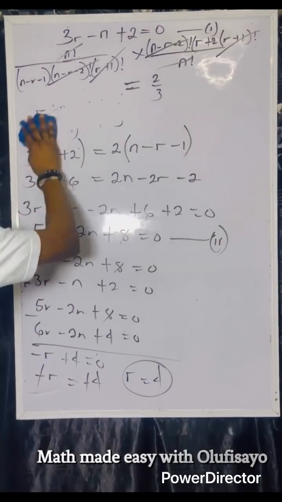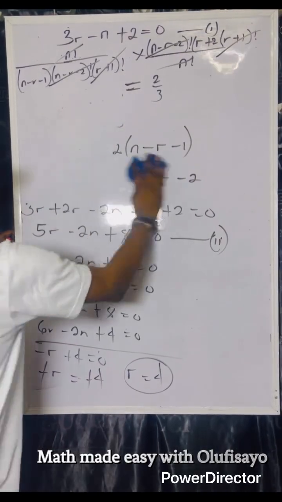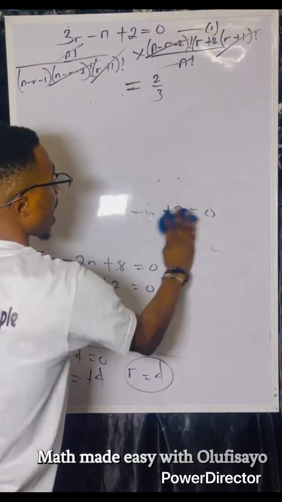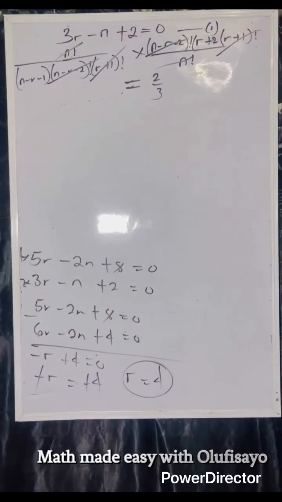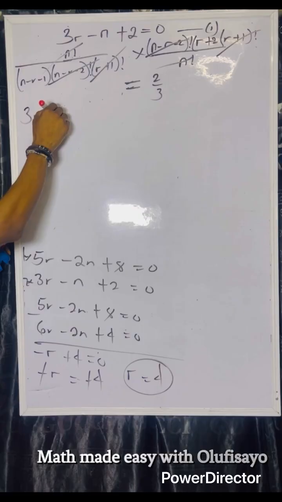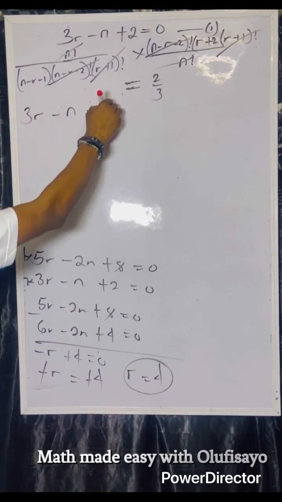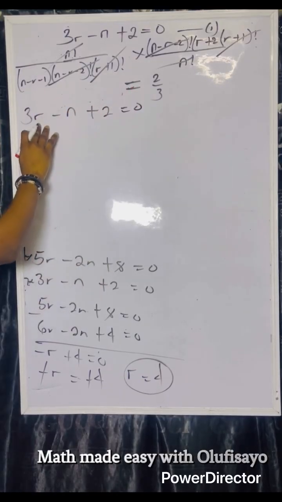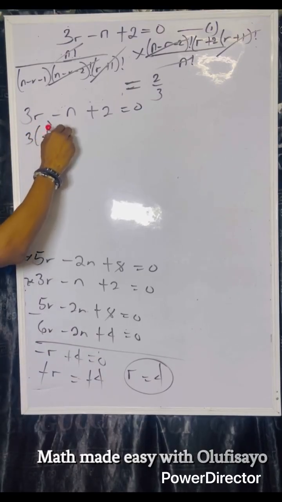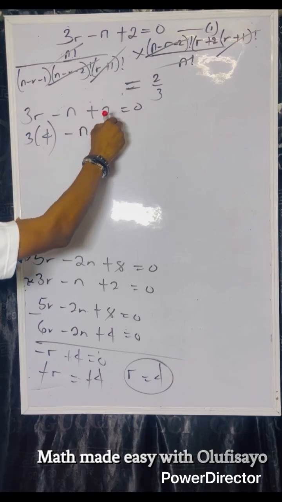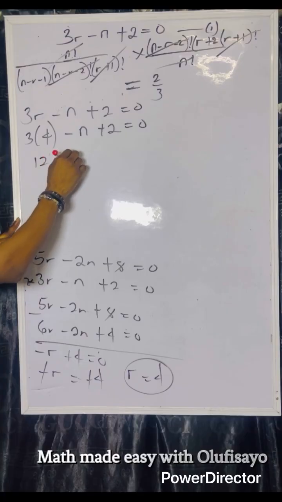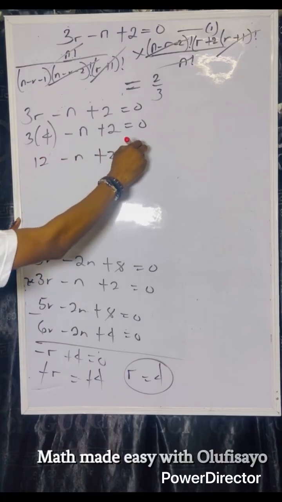By substituting the value of r in any of the equations. Let's use equation 1. In equation 1, we have 3r minus n plus 2 equals 0, when r is 4. This will give us 3 into 4 minus n plus 2 equals 0. 3 times 4 gives us 12 minus n plus 2 equals 0.